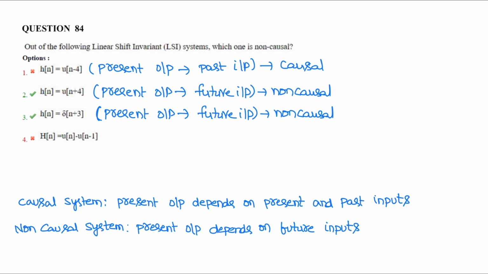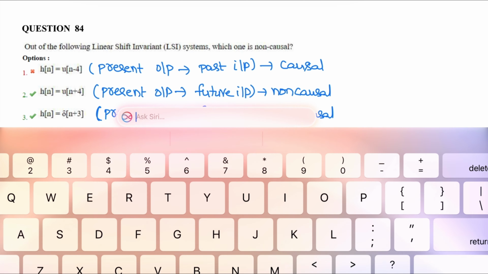Therefore, non-causal system. You put h of n is 0, u of 0, u of minus 1. Here output depends on past, present input as well as past input. Present input, past input. So hence it is a causal system.